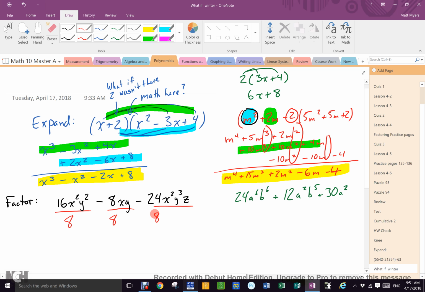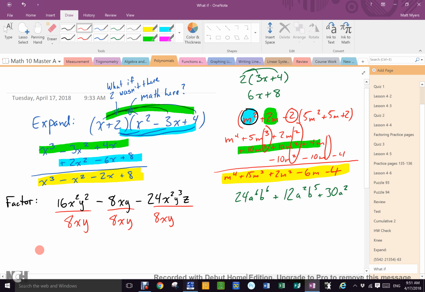Is there anything else that is common to all three? X. There is an X in all three. This only has one X, so I can only have one X here. Is there anything else that is common to all three? Y. But this only has one, so I can only put 1. Now I have my greatest common factor, and now I rewrite it.